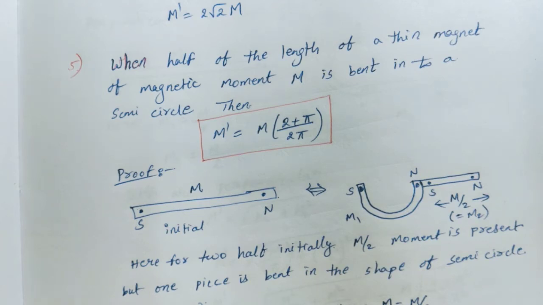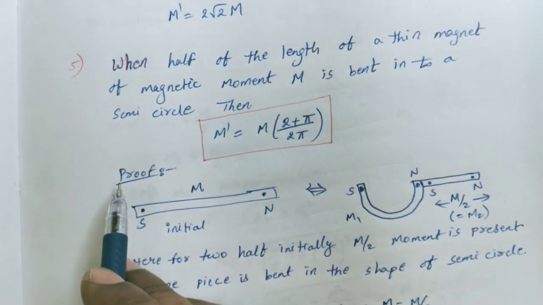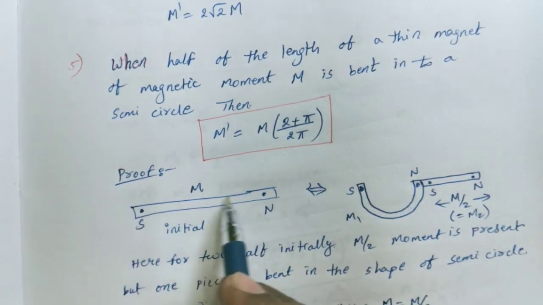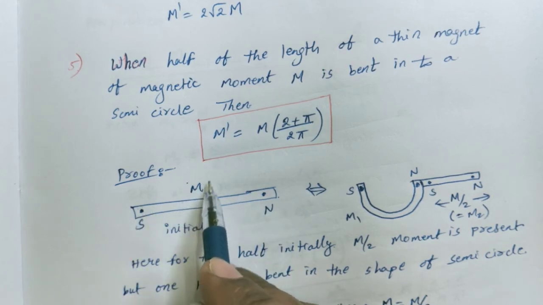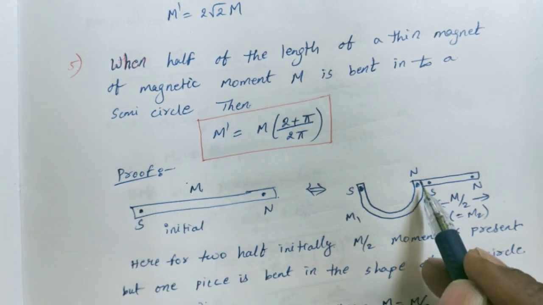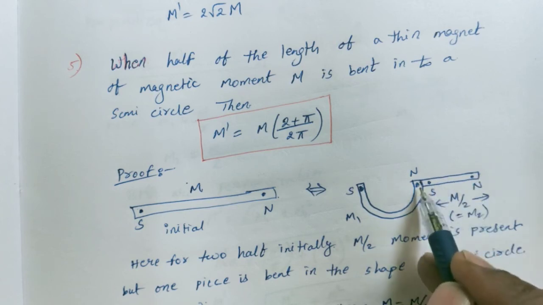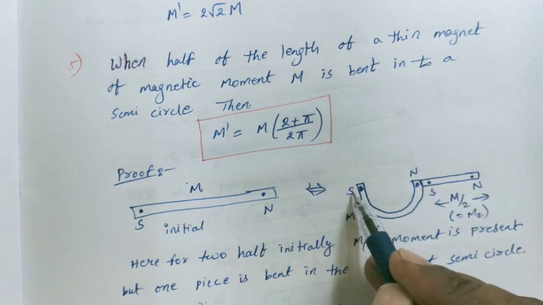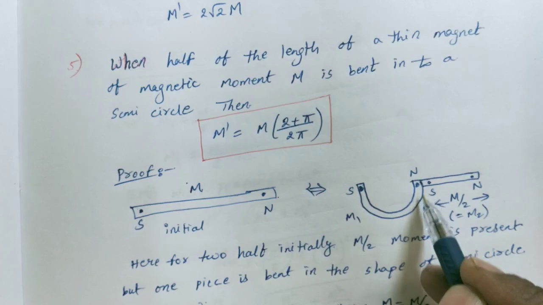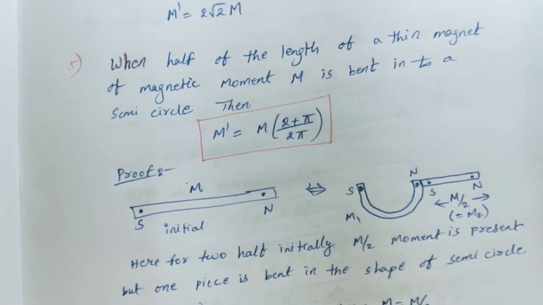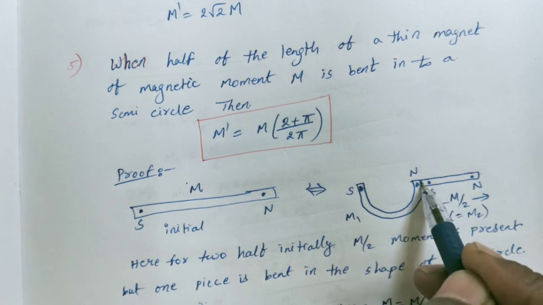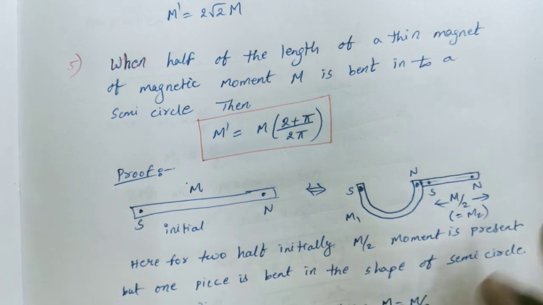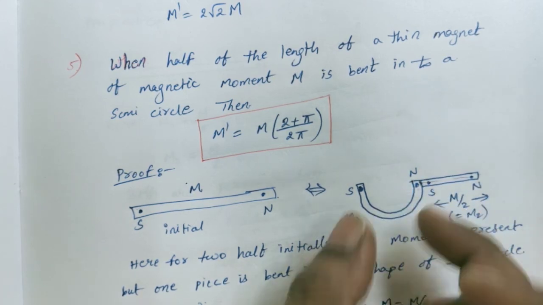Let us think about it, students. For this I am ready to give one proof for you. So go for this proof. This is one lengthy magnet I have, having magnetic moment M. Here half of the length is present as it is, and the remaining half of the length we are bending in the form of a semicircle. So observe carefully, this is one semicircle and this one is a lengthy rod. So this is one half part and this is the other half part.